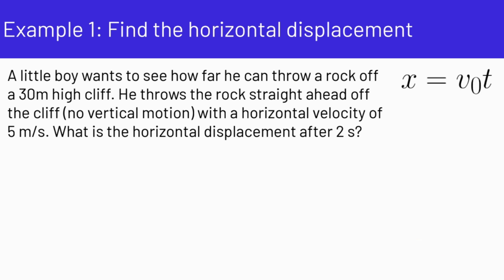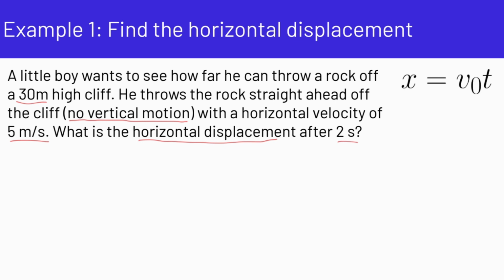All right, let's look at an example to find the horizontal displacement. A little boy wants to see how far he can throw a rock off a 30-meter high cliff. He throws the rock straight ahead off the cliff, so there's no initial vertical motion, with a horizontal velocity of 5 meters per second. We want to know what is the horizontal displacement after 2 seconds.